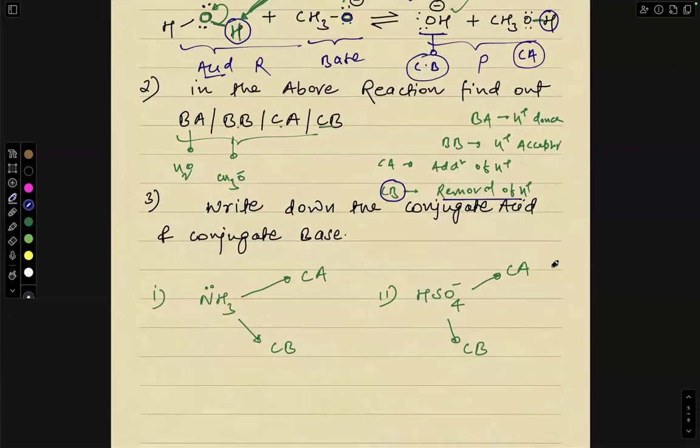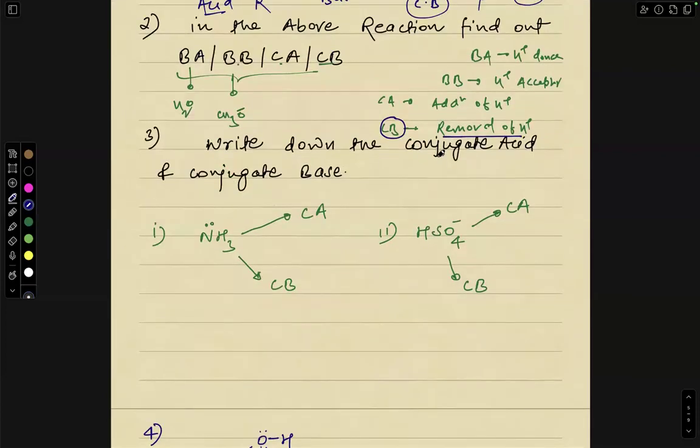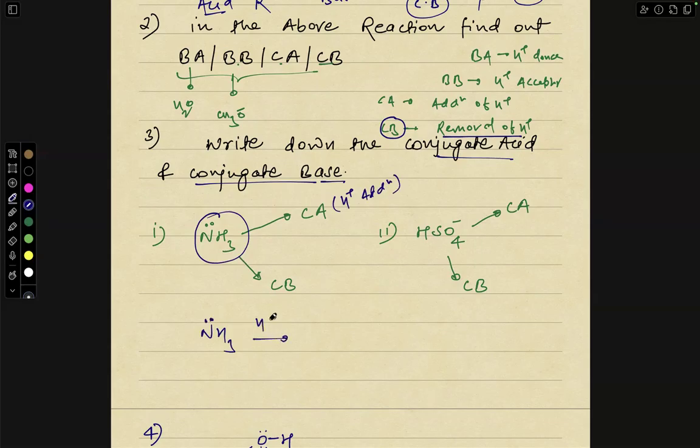Perfect. Write down the conjugate acid and conjugate base. So what is the conjugate acid of ammonia? Tell me, everyone. Conjugate acid is formed by addition of a proton. So NH3 has a lone pair. If you add a proton, what should it be? We have an extra proton, NH4.